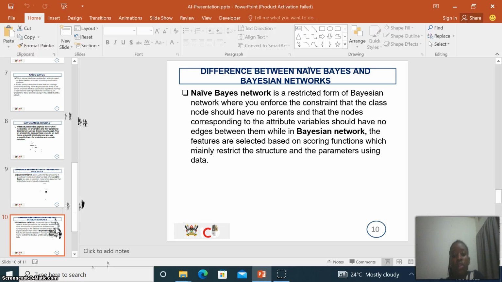And then now we can go to the difference between naive Bayes and Bayesian networks. A naive Bayes network is a restricted form of Bayesian network where you enforce the constraint that a class node should have no parents, and that the nodes corresponding to the attribute variables should have no edges between them. While in a Bayesian network, the features are selected based on scoring functions, which mainly restrict the structure and the parameters using the data.